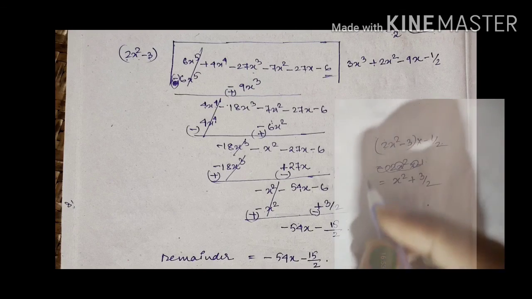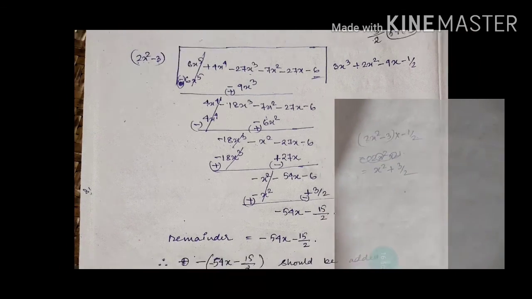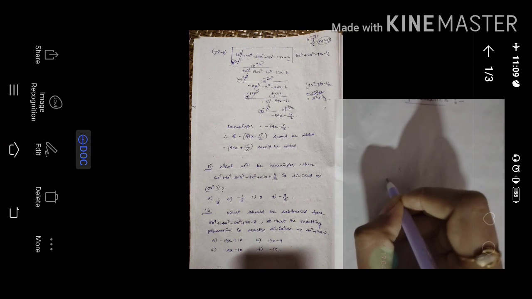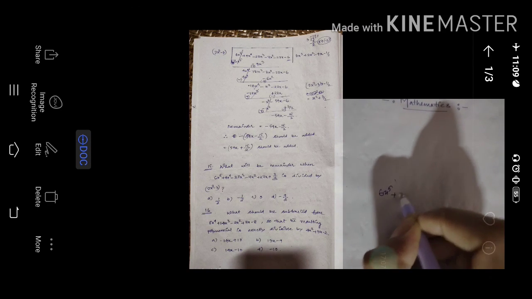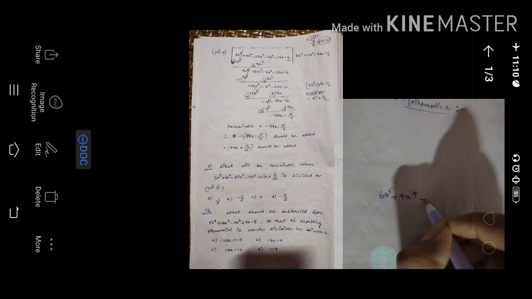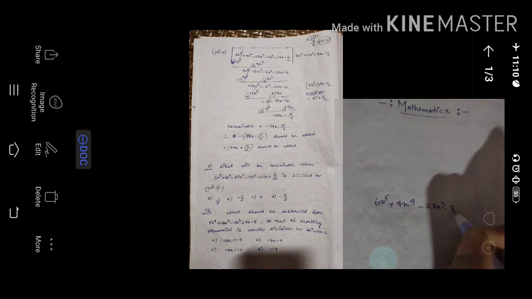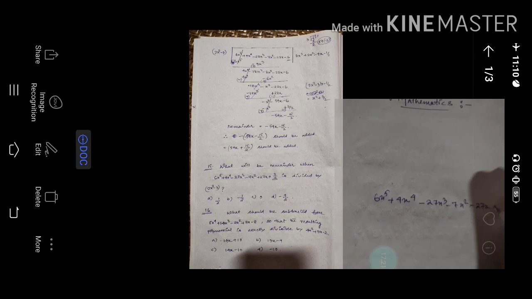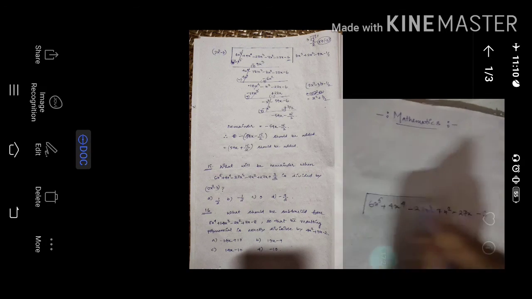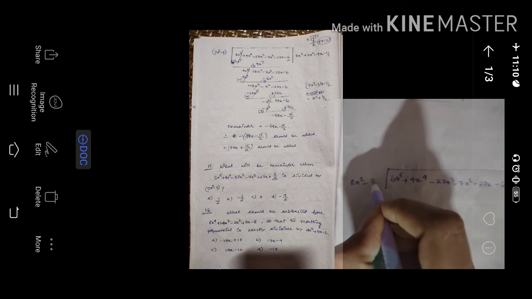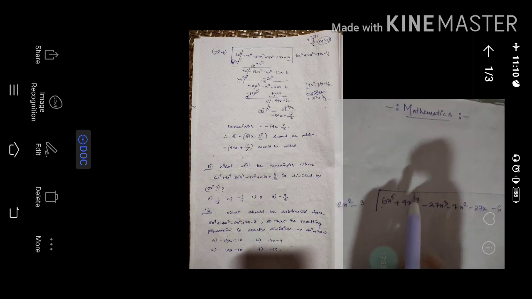So your question, it is given: 6x power 5 plus 4x power 4 minus 27x cube minus 7x square minus 27x minus 6. With what are you dividing? You are dividing with 2x square minus 3.